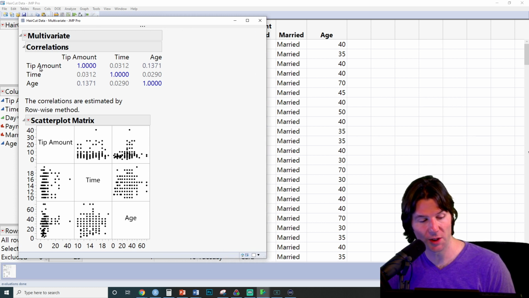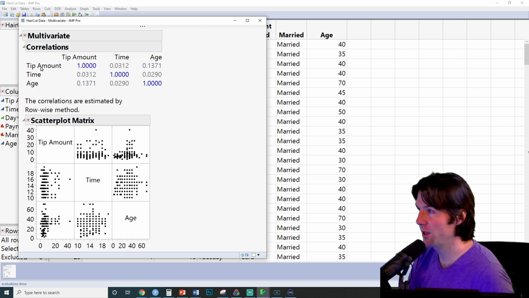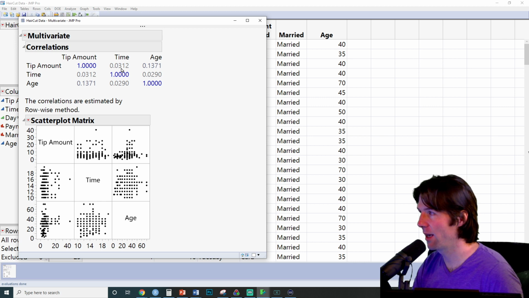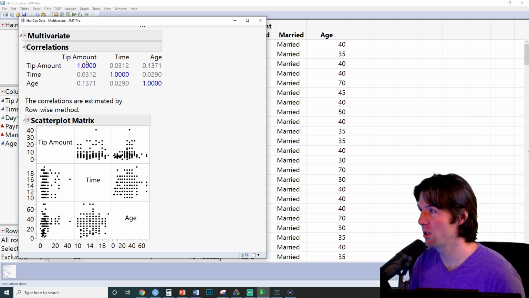Notice how we have the correlation between tip and time, tip and age, time and tip, time and age, and age and time. So does everyone notice the correlation between tip and time is 0.03? The strongest correlation here is between tip and age amount. So there's a positive correlation. I don't know if it's statistically significant, that's the very last topic of today for correlation, but this is the correlation between tip and age amount right here, which is our strongest positive correlation.